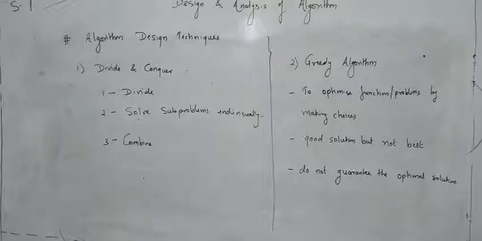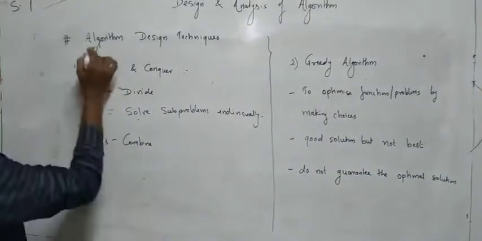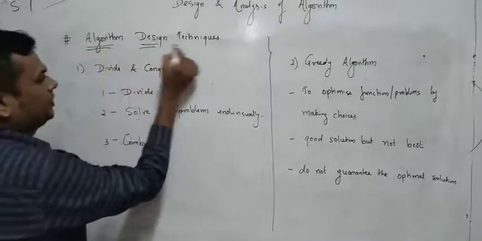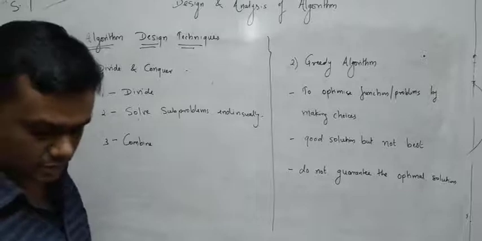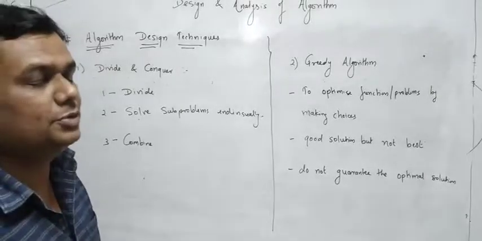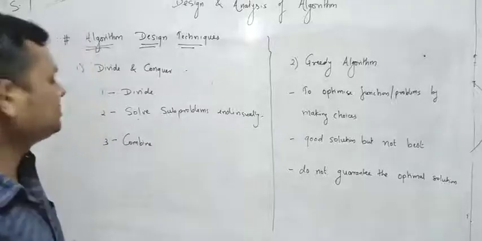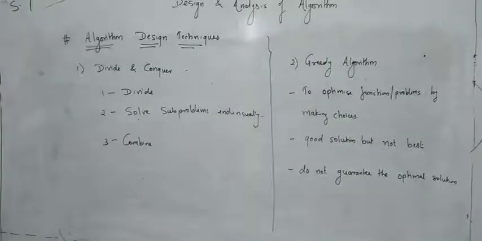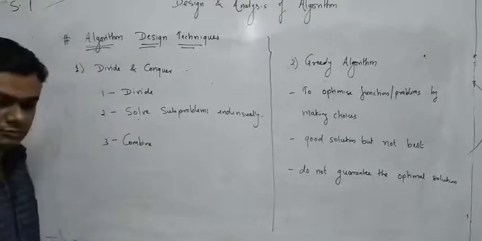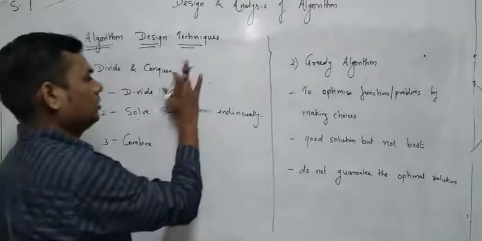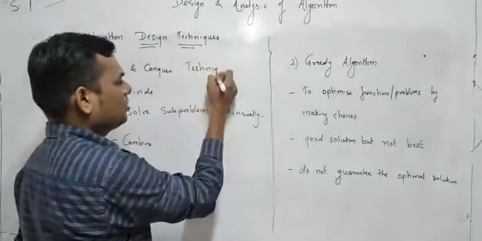Students, the next topic is algorithm design techniques. In that specific lecture, we have to see there are 5 to 6 different types of algorithm design techniques. Here we have to see the first one is divide and conquer. Divide and conquer algorithm design technique. What is the divide and conquer algorithm design technique?